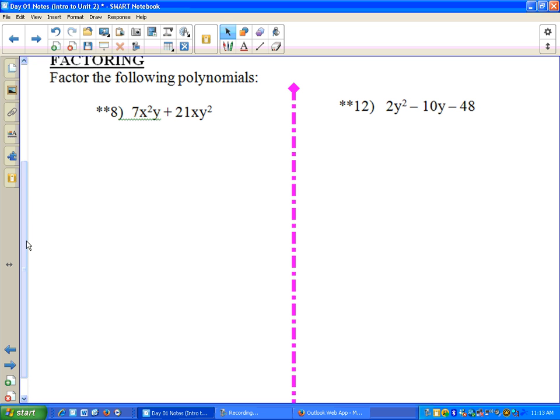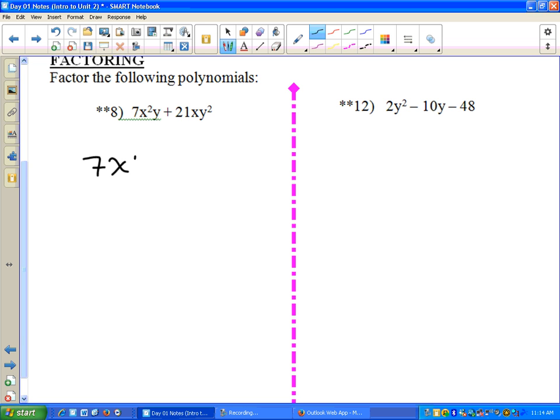So look at your numbers, 7 and 21. What number will divide evenly into 7 and 21? 7. So part of my greatest common factor is 7. Look at your variable x squared and x. What's my greatest common factor of x squared and x? X. Y and y squared. What's my greatest common factor of y and y squared? It's y.